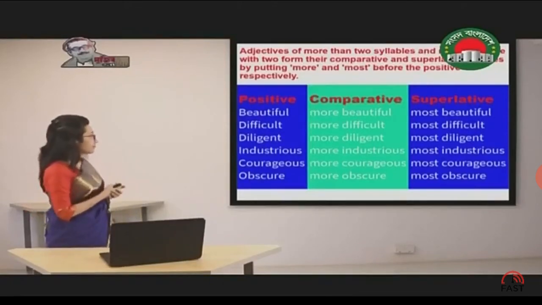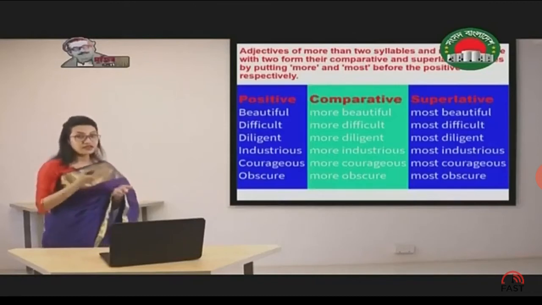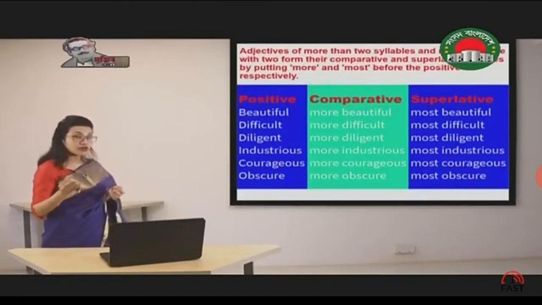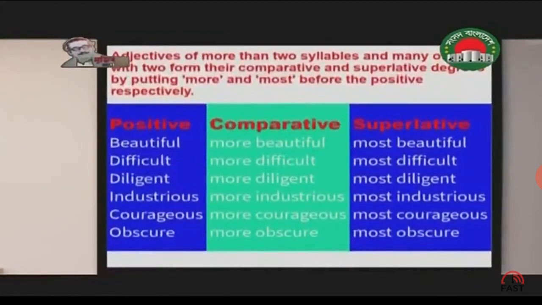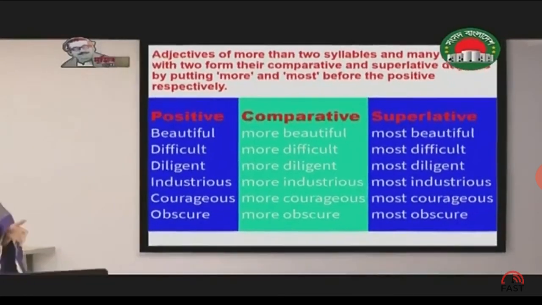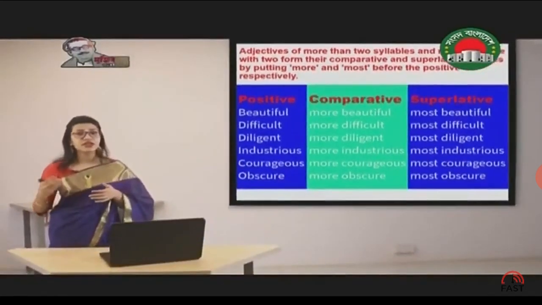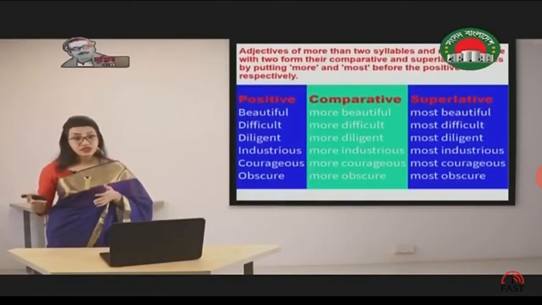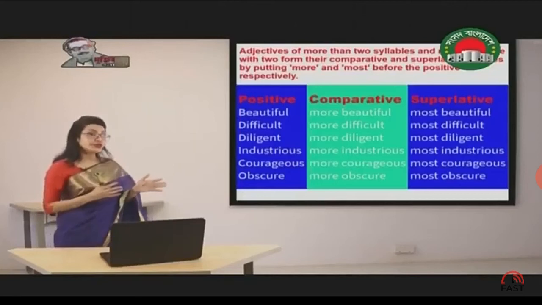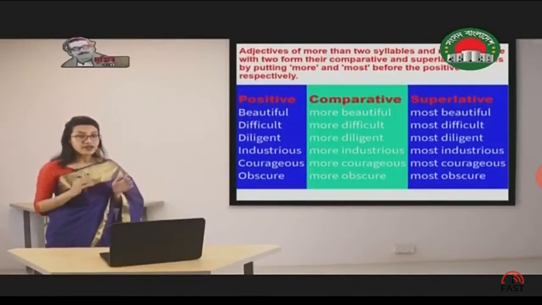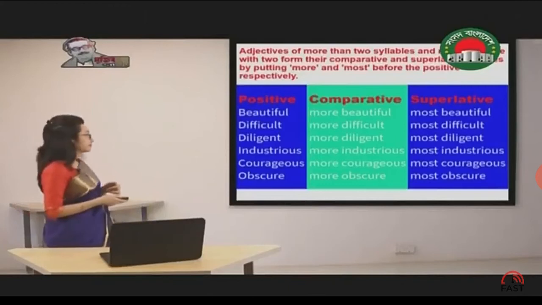Let's look at the other examples. Difficult, more difficult, most difficult. Diligent, more diligent, most diligent. Industrious, more industrious, most industrious. Courageous, more courageous, most courageous. Obscure, more obscure, most obscure. So if the syllable count is more than 2 or more than 3, then you are going to use more in comparative and most in superlative.